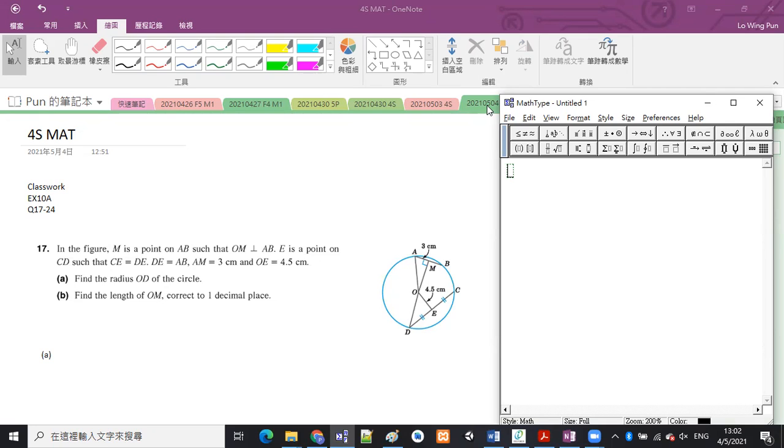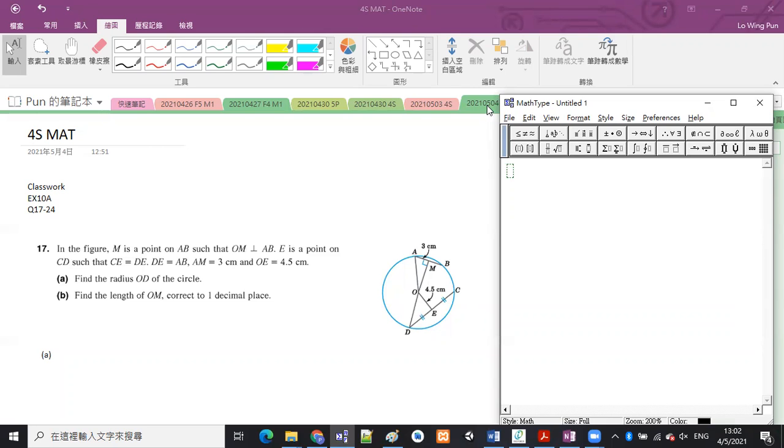And in part A, we want to find the radius OD. Normally, sometimes we will focus on some triangles. OD belongs to triangle OEB. And because the question tells us that DE is equal to AB, and AM is 3 cm, we can find AB first, right? And DE will be equal to AB.